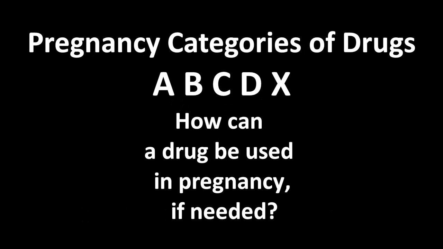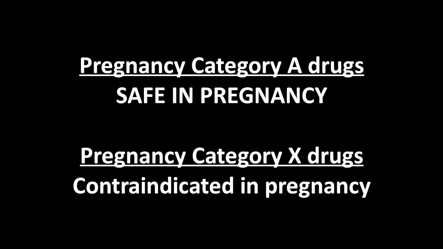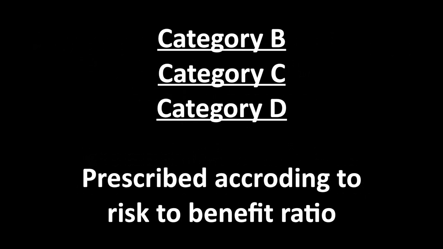Our last important aspect of a drug that a pharmacist should know is its pregnancy category. That is, its use in pregnancy. A pharmacist should know whether a certain drug is safe in pregnancy or not. We have 5 categories of pregnancy. Pregnancy category A, category B, C, D, and X. Actually, the pregnancy category A drugs are the safest of all drugs, while category X drugs are absolutely contraindicated in pregnancy. While the in-between, that is category B, C, and D, these drugs are prescribed according to the risk-benefit ratio.